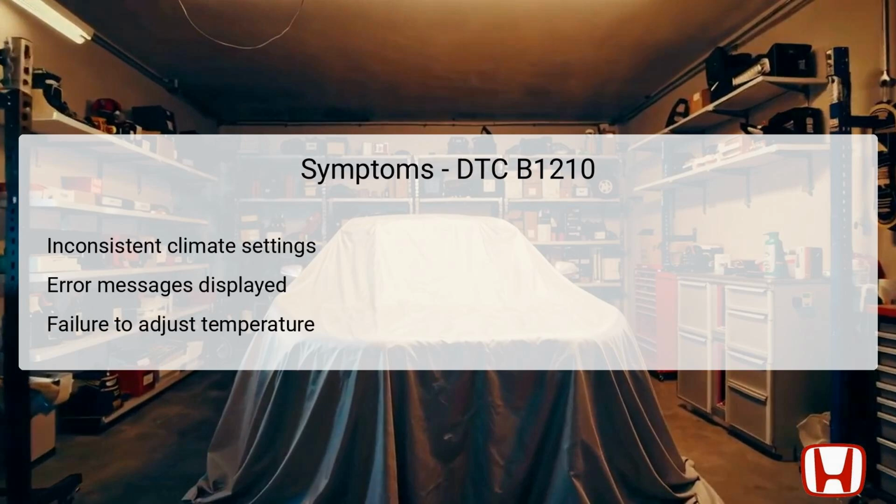When DTC B1210 is triggered, drivers may experience several symptoms that indicate a malfunctioning climate control unit. One common symptom is inconsistent climate settings, where the temperature regulation does not respond as expected to user commands. Additionally, drivers might encounter error messages displayed on the HVAC screen, alerting them to a failure within the system. The unit may also fail to adjust the temperature, leaving passengers either too hot or too cold inside the vehicle.